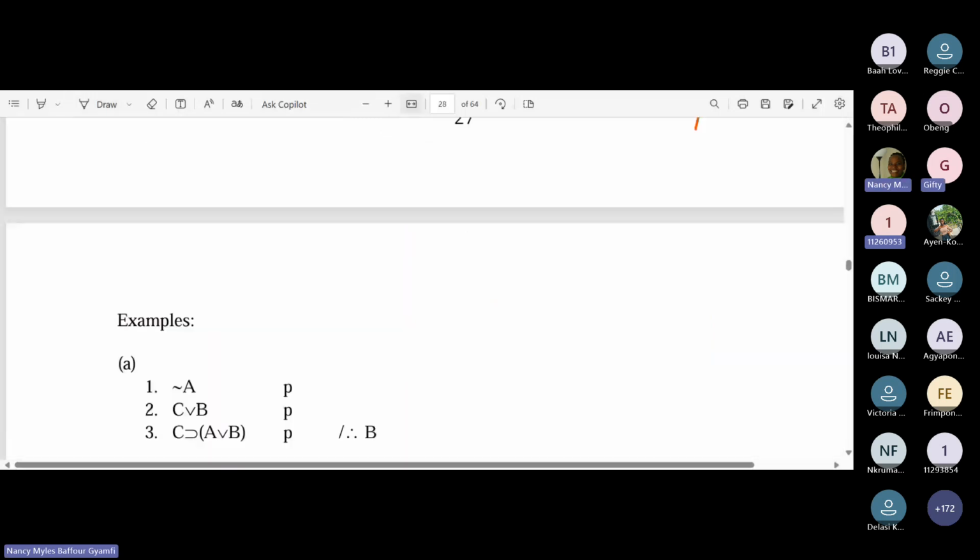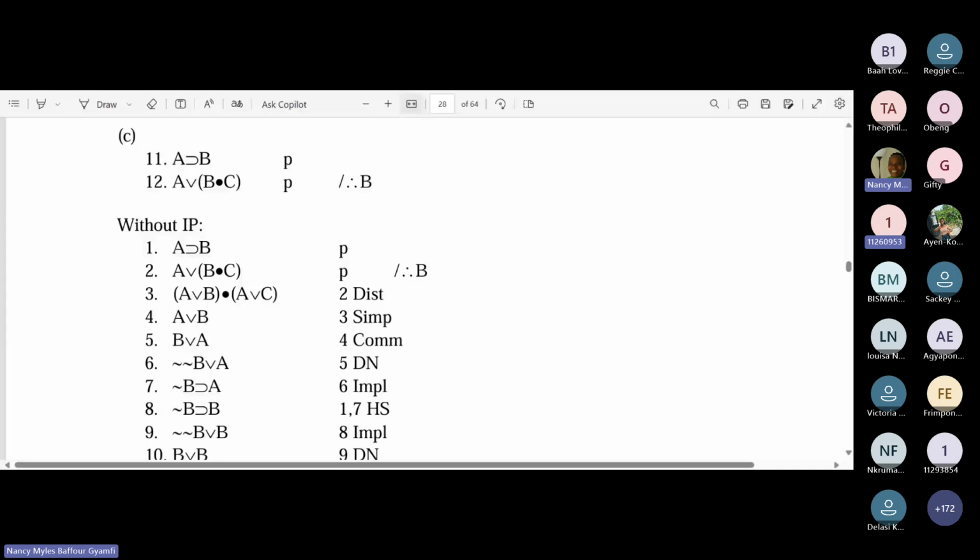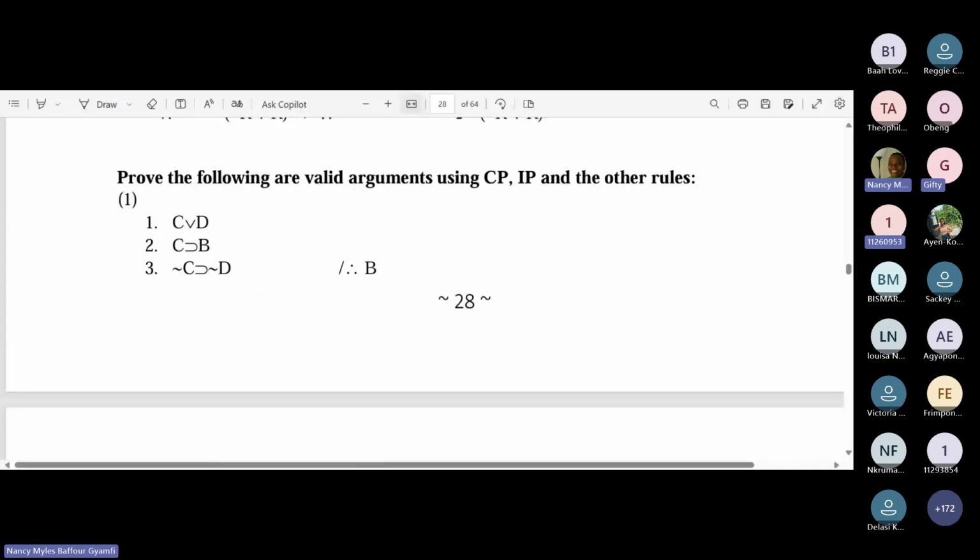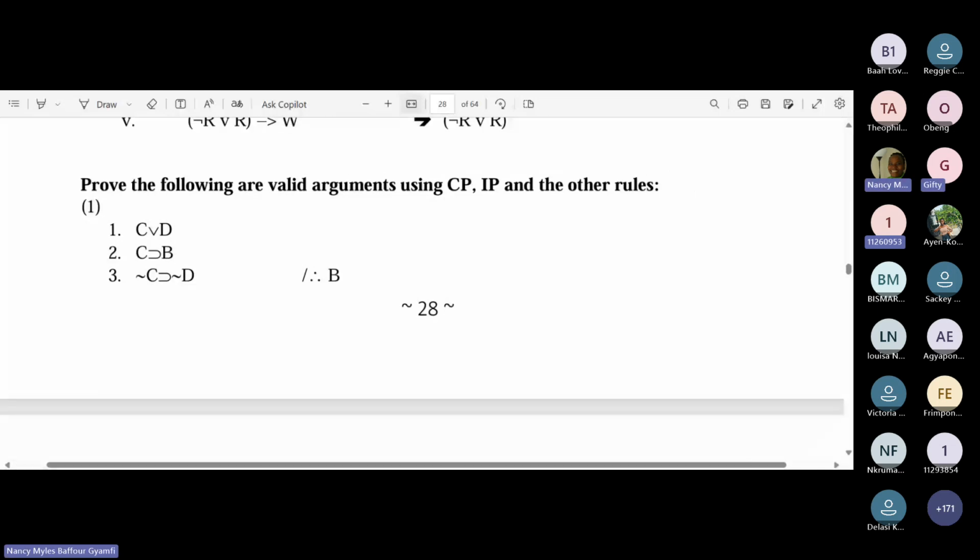So that is it. These are all indirect proofs. A lot of examples there for you to work with. Here, you have been asked to prove the following are valid arguments using both CP and IP. Keep looking, both of them, and other rules.